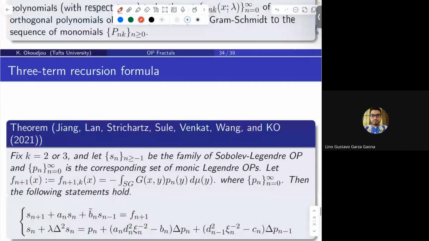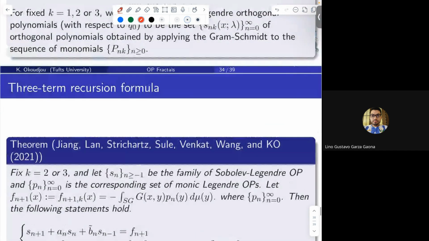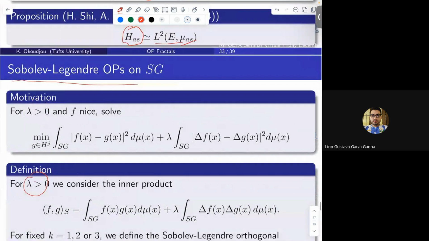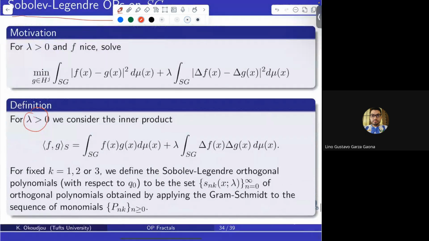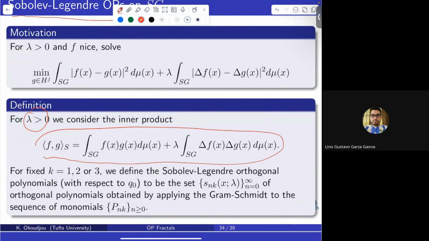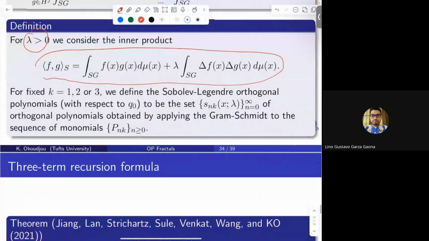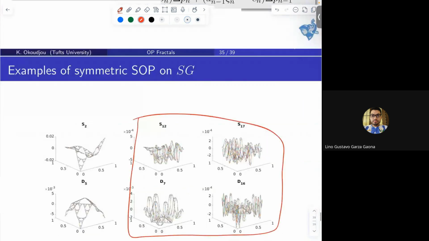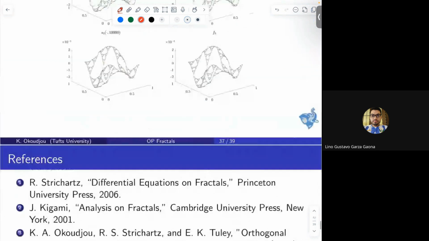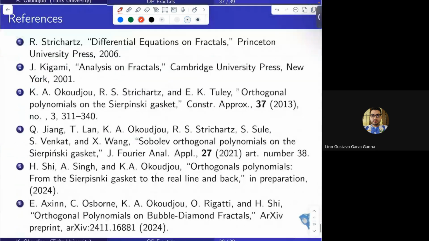So the point of this last slide is to say that we can define the analog of Sobolev orthogonal polynomials on the Sierpinski gasket, and by Sobolev I mean polynomials that are orthogonal with respect to an inner product of this form. We can analyze what happens with respect to the parameter lambda. When lambda is equal to 1, this is almost exactly a Sobolev space, but when lambda is bigger than 1, this is a slight generalization. So with that, I think this is a good place to stop and take more questions and have some discussion.